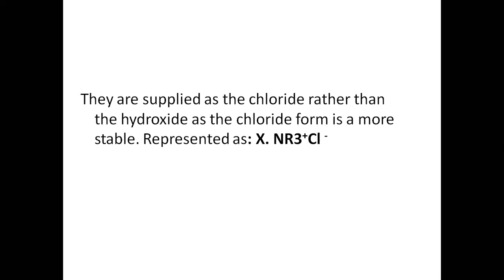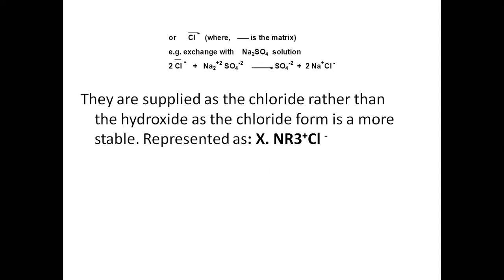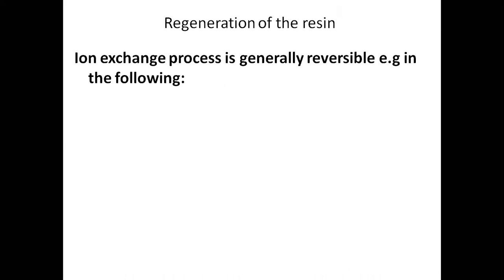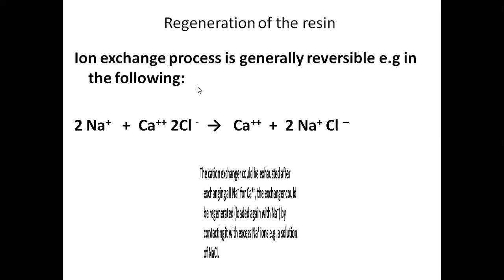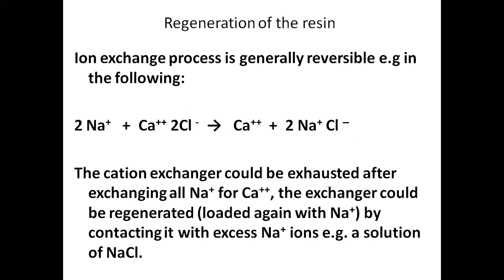They are supplied as chlorides rather than hydroxides, as the chloride ion form is more stable, and represented as X NR3 plus Cl minus. And the exchange that takes place is given in this formula. Now, regeneration of the resin, because once the separation has taken place, the resin will contain the exchanged ion, and the normal ion that was present is removed. So regeneration of resin is required, and the ion exchange process is generally reversible, which is given by this following formula. Here this is how we replace the embedded particle and remove it from the matrix.